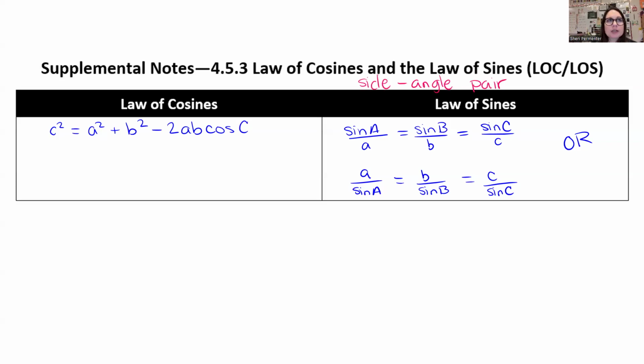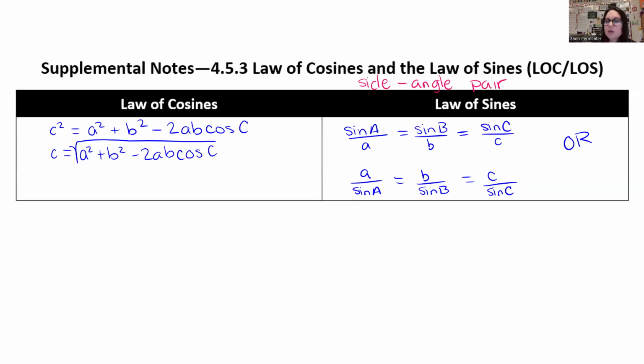When we're solving for this, we're going to remember that we don't want to know what C squared equals. We want to know what C equals. So let's get practice writing it all down again. C equals the square root of A squared plus B squared minus 2AB cosine C. I don't know why my C looks so crazy. Let me fix that.